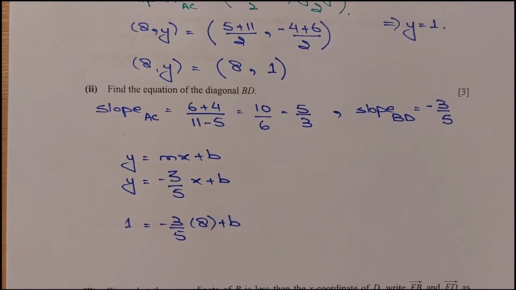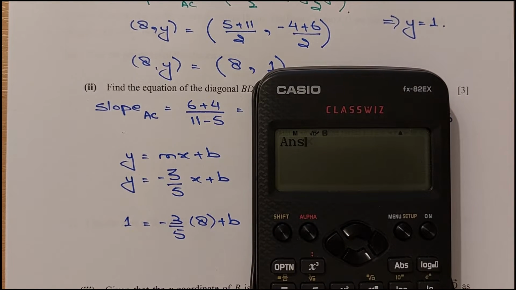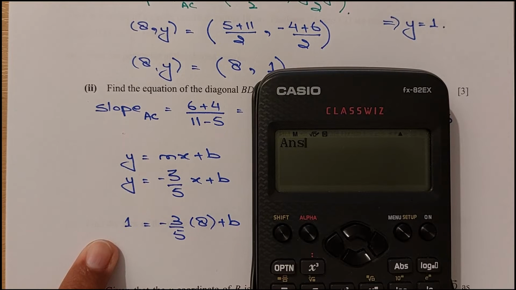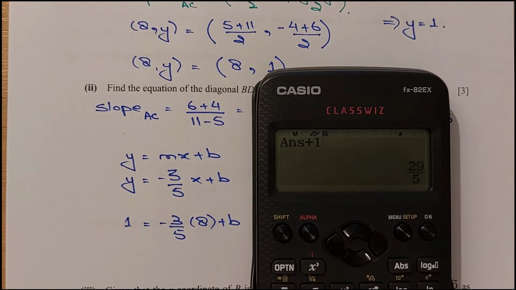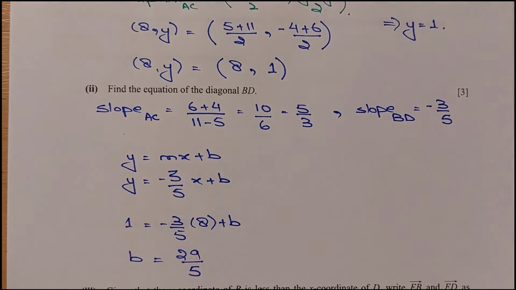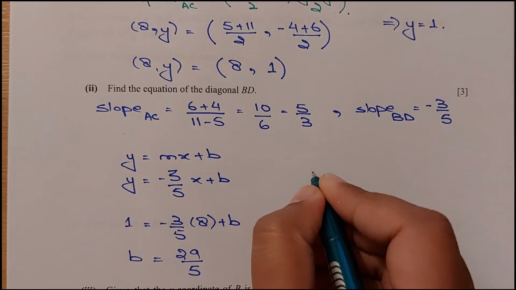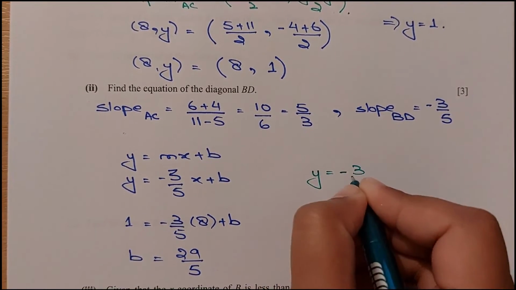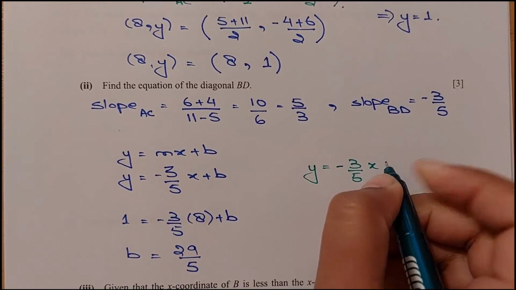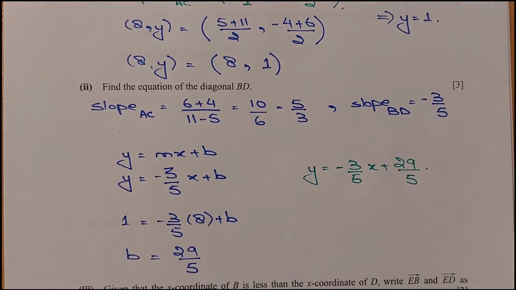Okay, now let me simplify. We have 3 times 8 divided by 5, now shifting this term over here, it is positive, right? So the answer plus 1, that is 29 over 5, is the b value. b equals 29 over 5, right? So now we can say that the equation of diagonal BD is y equals minus 3 by 5 x plus 29 by 5. This is the equation of diagonal BD, right?